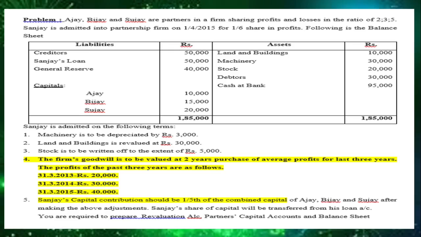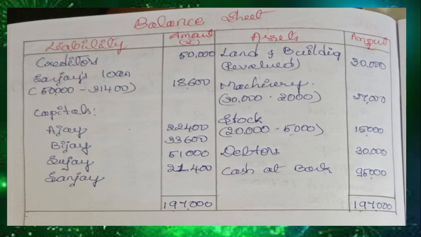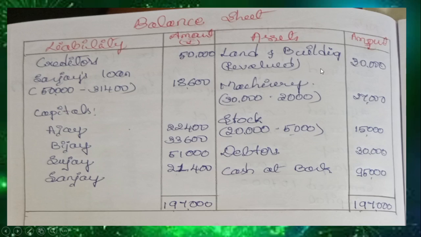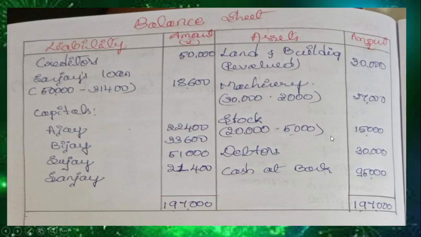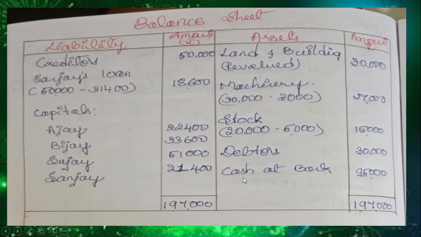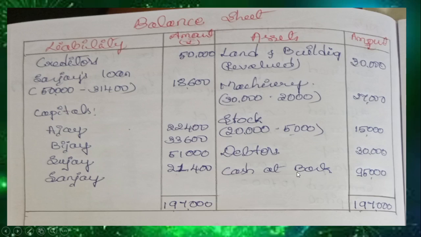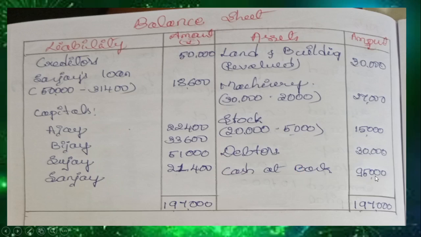Once we finish the partners' capital account, we'll move on to the balance sheet. The balance sheet is not a big deal. So here, land and building, the revalued amount was 30,000, and machinery 30,000 minus 3,000, so 27,000. Stock 20,000, again minus 5,000, so it is 15,000. Debtors 30,000, no change, we'll consider it as it is, 30,000. Cash at bank 95,000. So here cash at bank, no change, 95,000.